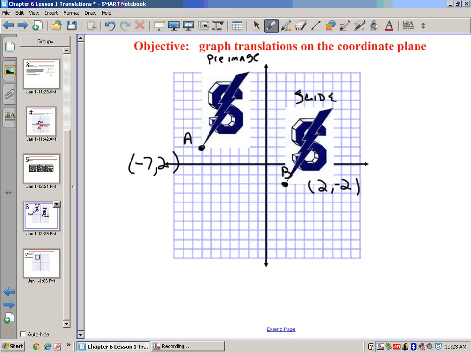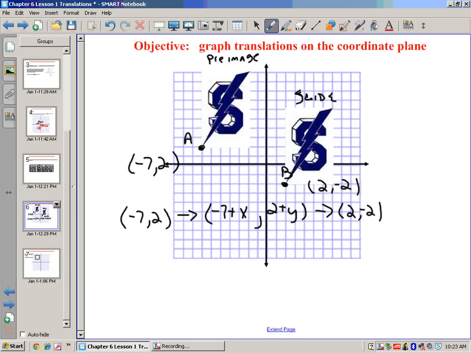So once again, we take our -7, 2. We're going to put it into our function, which we know because we had -7 plus x, then we have 2 plus y, and that got us to -2. That was our output. Let's think of it as the table.